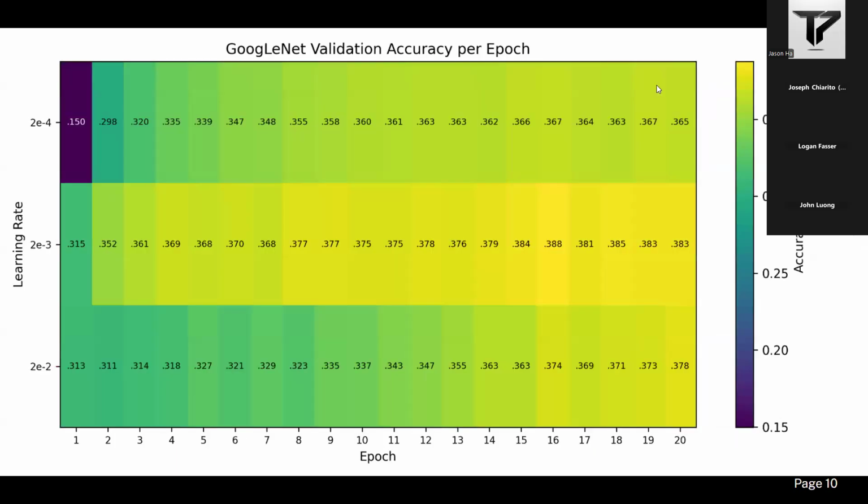Next slide. And this is what our hyperparameter tuning looked like. So we tuned the learning rate over 20 epochs of training. We found that GoogleNet met its maximum accuracy at epoch 16 for the 2e negative 3 learning rate for an accuracy of 38.8%. And a good note is that the ideal learning rate is probably somewhere between 2e negative 4 and 2e negative 3, somewhere in that range.